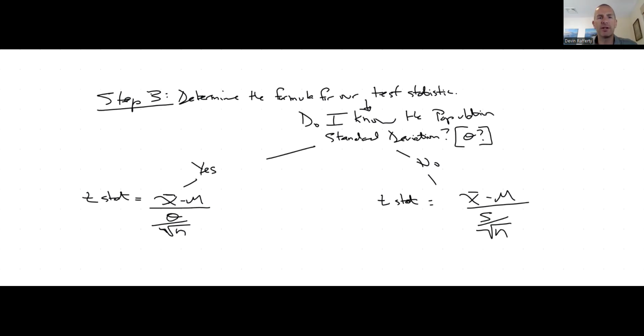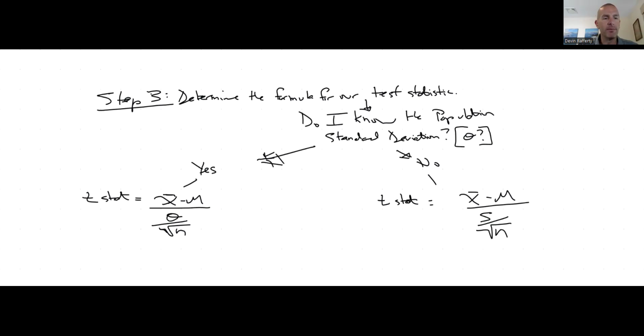You just do level of significance. 0.05. That's the most common one. That's the benchmark. That's 5%, which is 1 out of 20. So then you say, all right, that's good. Let's go. Then step 3. What's the formula for our test statistic? Do I know the population standard deviation? If the answer is yes, then we're going to work with this formula. And if the answer is no, then we're going to work with this formula. So that's step 3.